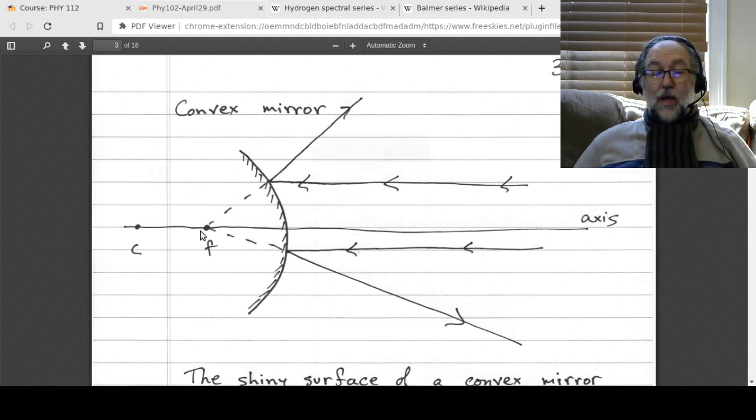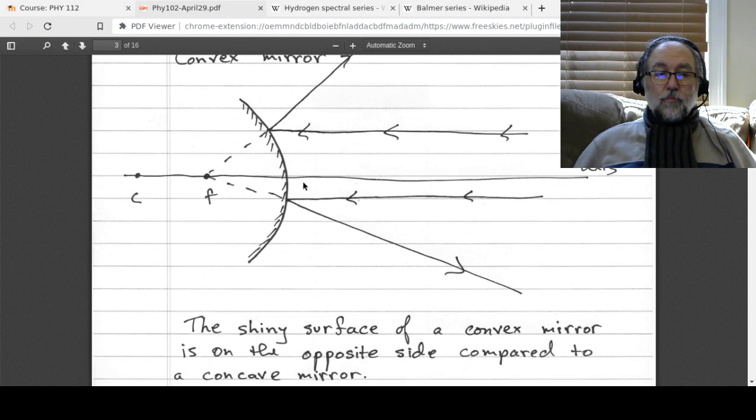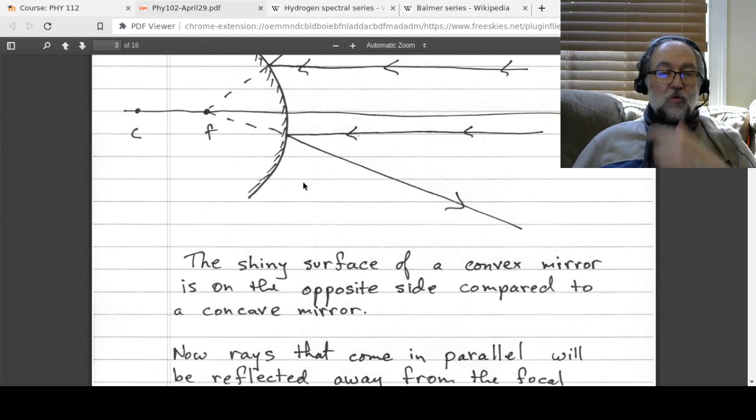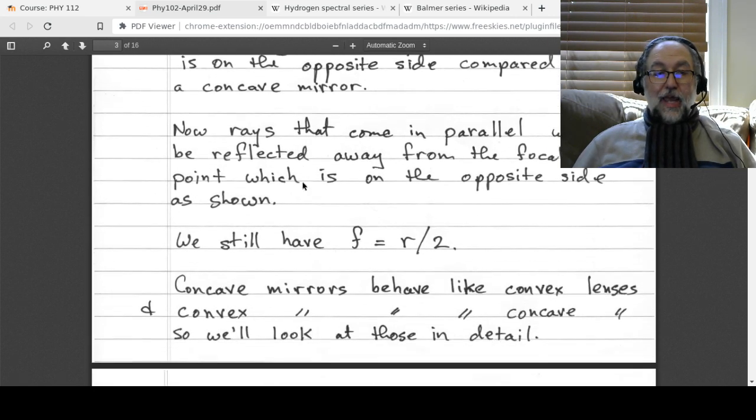Okay, and all the rays coming in parallel will do that. I just drew a second one, but all infinity of them will do that. So here's another ray that comes in, it impinges on the mirror, and it bounces out such that it is diverging away from that focal point. All rays coming in parallel bounce out, and they all diverge away from that focal point. Okay, and once again, that focal point is half the radius of the mirror's curvature. Okay, so there we go. There's the convex and the concave mirror.